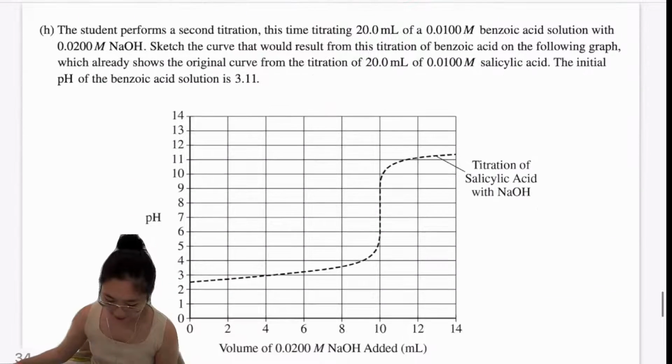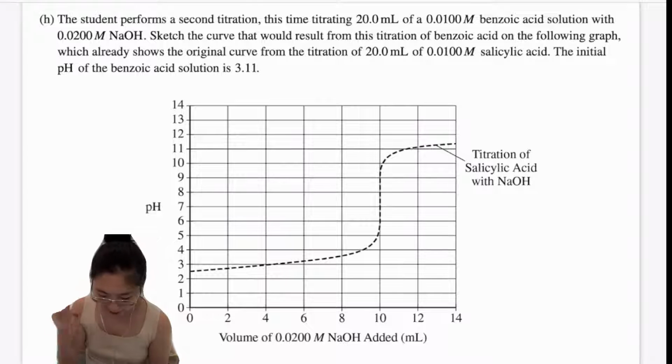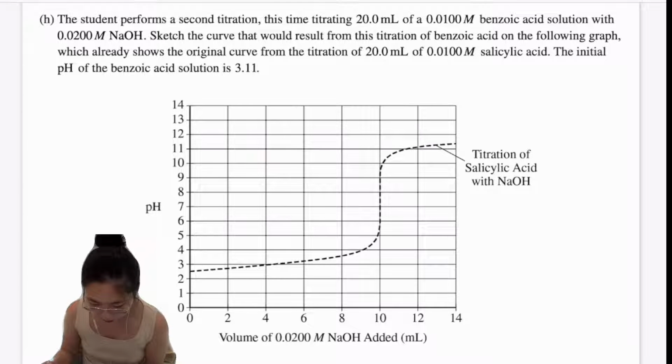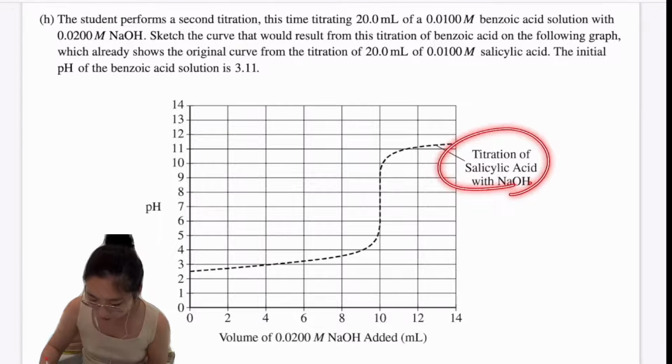Okay, next, part H. The student performs a second titration, this time titrating 20 milliliters of a 0.01 molar benzoic acid solution with 0.02 molar sodium hydroxide. Sketch the curve that would result from this titration of benzoic acid on the following graph, which already shows the original curve. Okay, so this is the original titration curve of the salicylic acid.